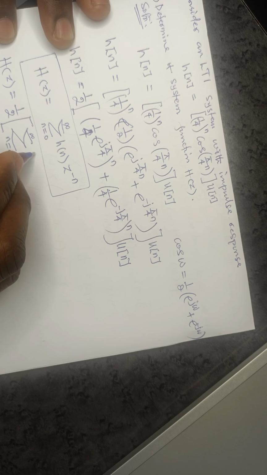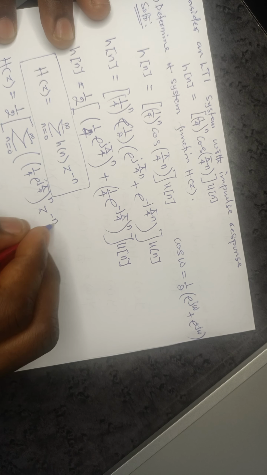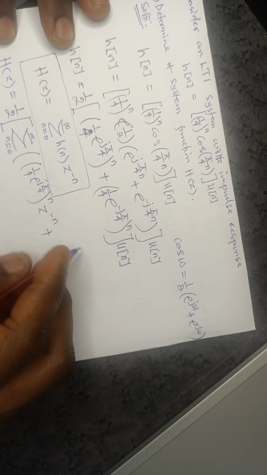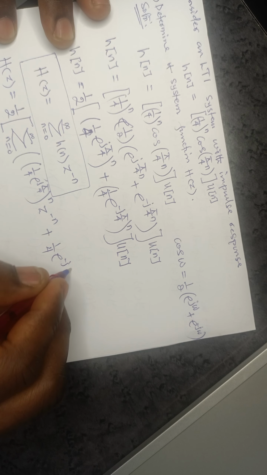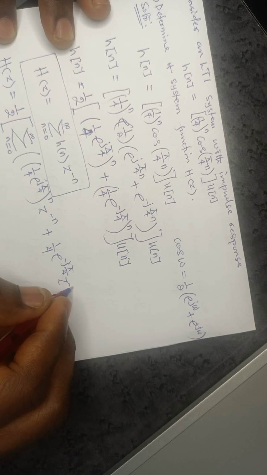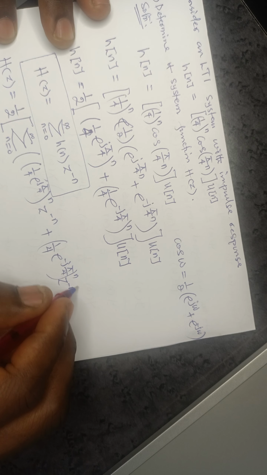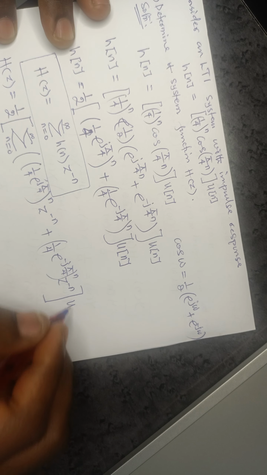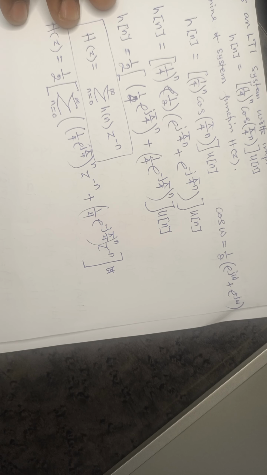Then we apply it to everything here. So this is going to be (1/4 e^(jπ/4))^n z^(−n), then plus this one also, (1/4 e^(−jπ/4))^n z^(−n). So this is n, and you no longer have u(n). So we have converted it to the z transform as it is.